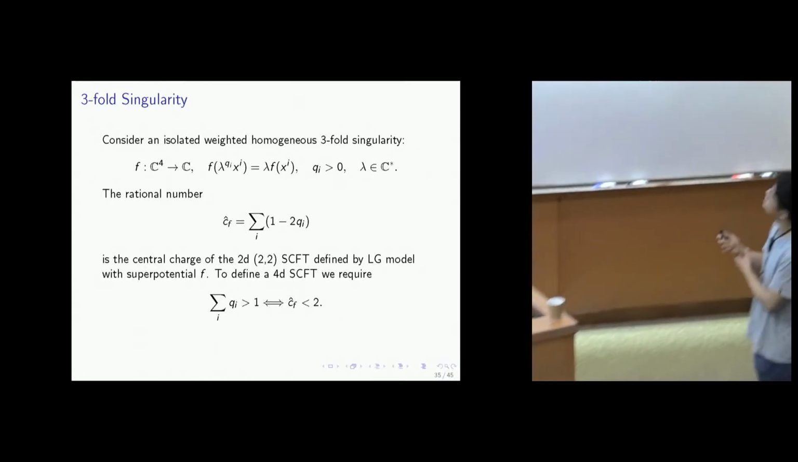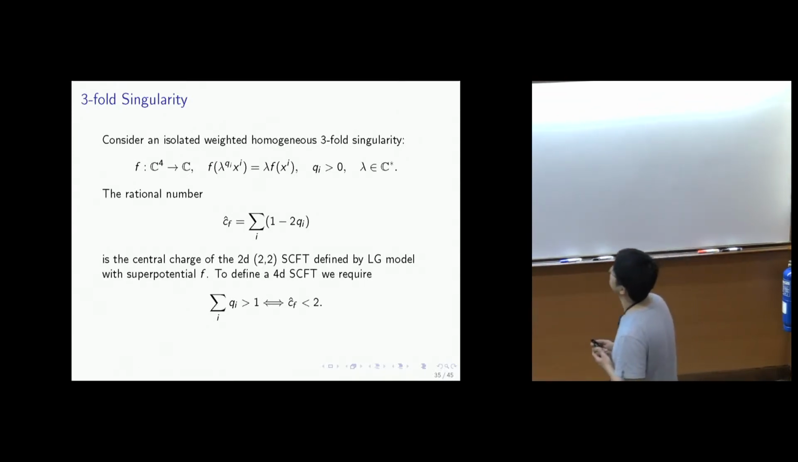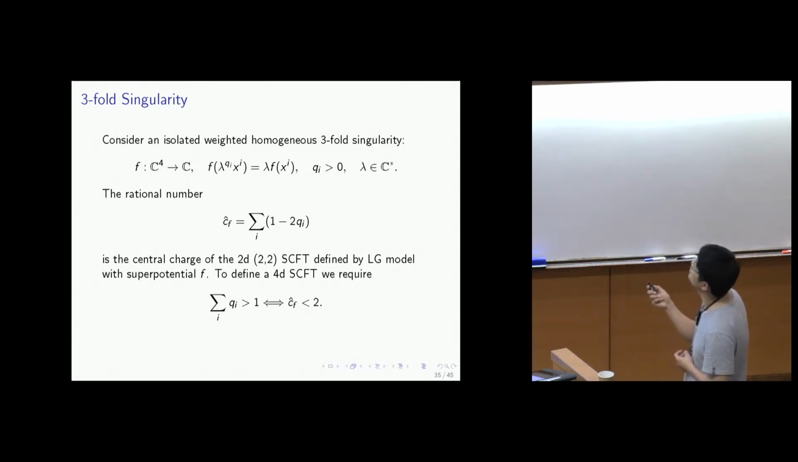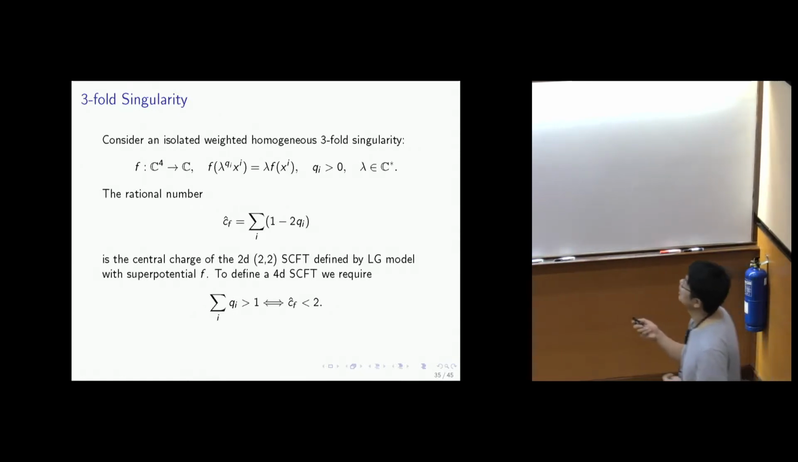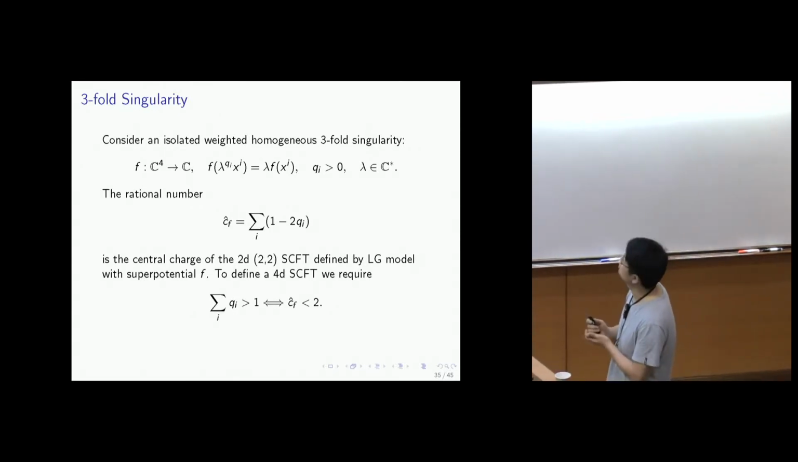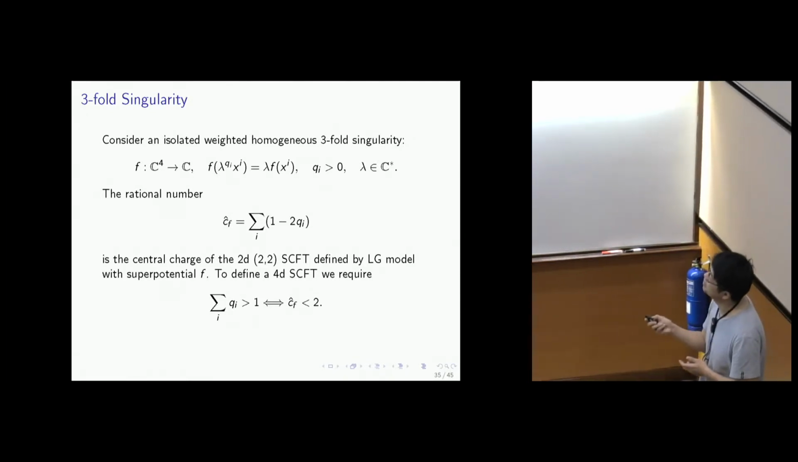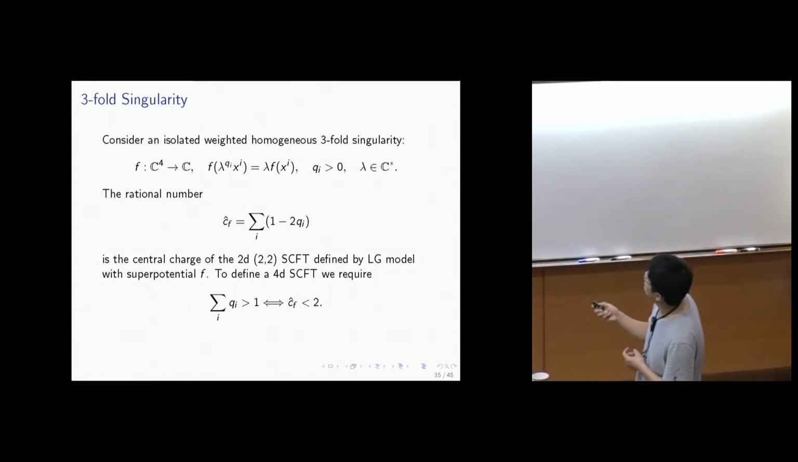Let's set up some basic notions, and let's consider an isolated homogeneous threefold singularity with 4 variables. This is homogeneous in the following sense: if you rescale these variables, the function rescales, and this is the weight of this rescaling. And this rational number is basically the central charge for the 2D N=(2,2) superconformal field theory defined by the Landau-Ginzburg model with superpotential F. And it is argued that to define this 4D superconformal theory, we require this stability condition, like this kind of data.